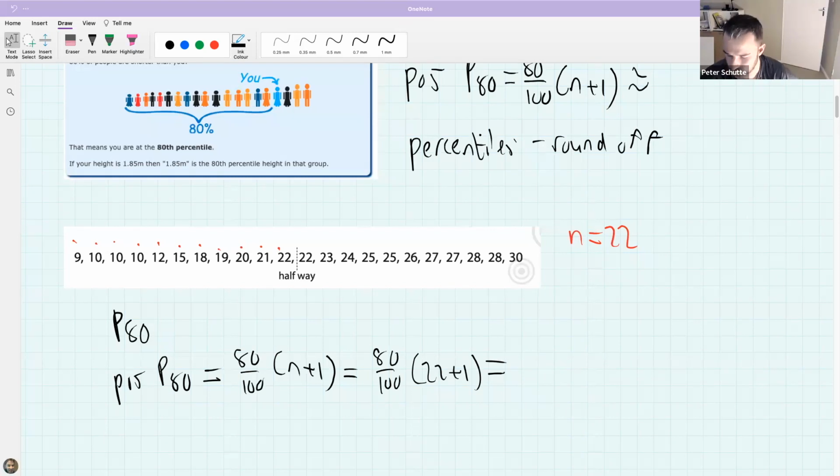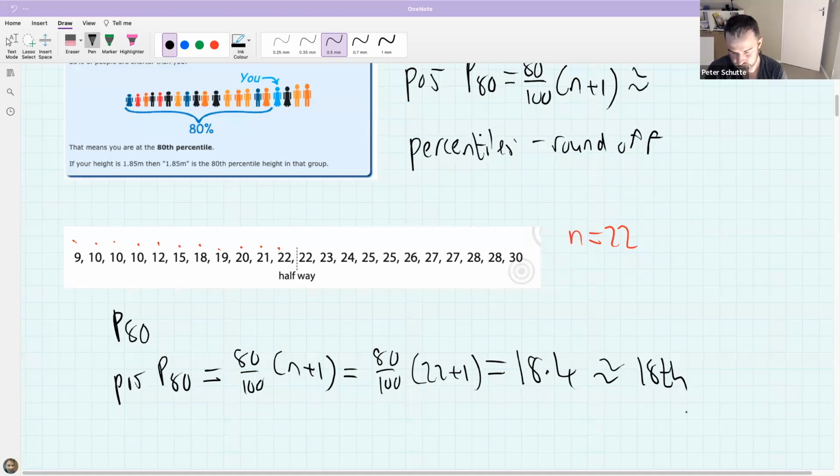Okay, so lots of students are telling me they get 18.4. Now, with percentiles, we do not average out between the 18th and the 19th position. We say, what is the closest to this? And the closest one, if I round off, is going to be the 18th position. So I look for the 18th position in the list, and that will be P80.